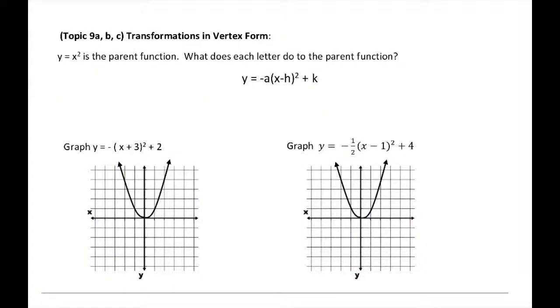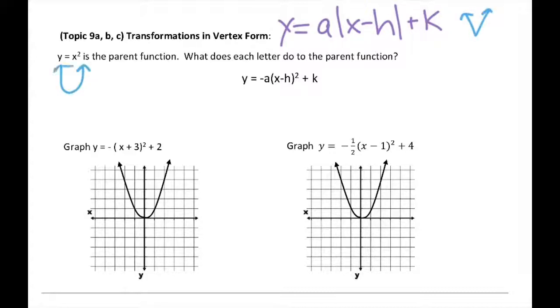For transformations in vertex form, think back to our absolute value stuff when we had y equals a times the absolute value of x minus h plus k. Same kind of stuff. It's just a different parent function. Our absolute value was the V-shape. Our parabolas are going to be U-shape. That's literally the only difference. So our negative in front can reflect over the x-axis. Our a value can do 2 different things. If it's less than 1, it can compress our function. And if it's greater than 1, it stretches our function.